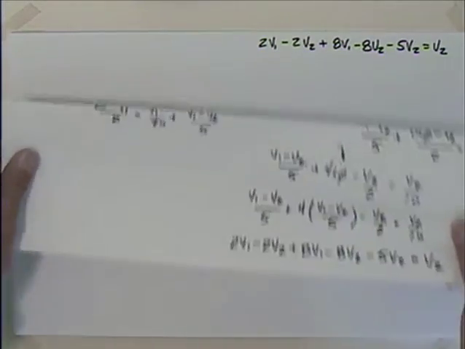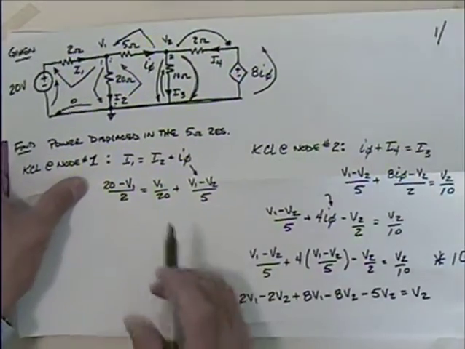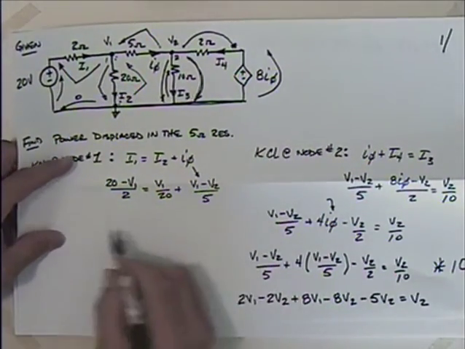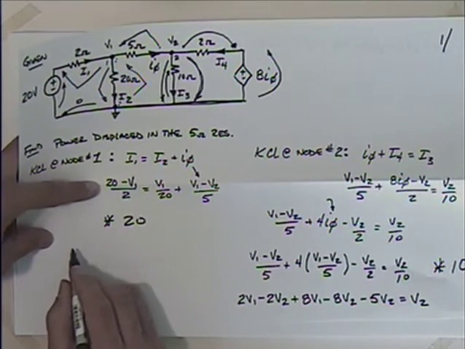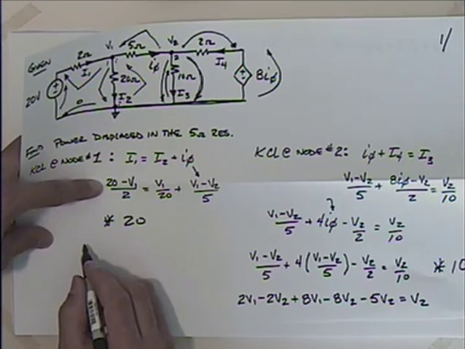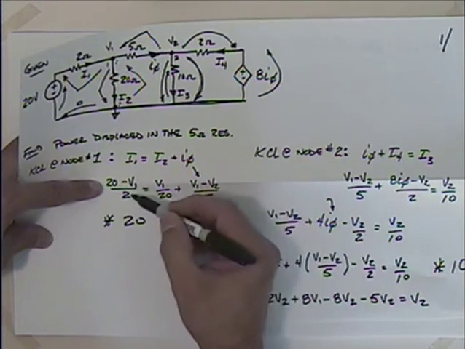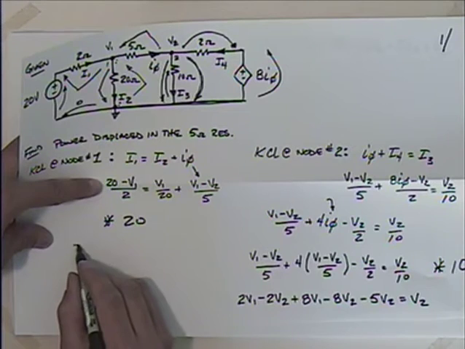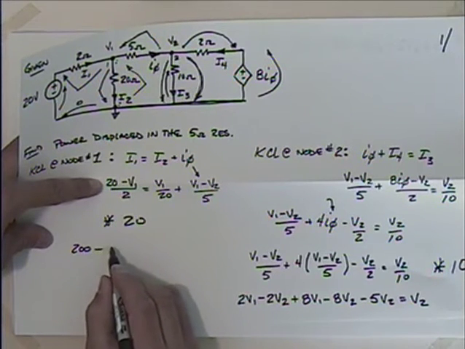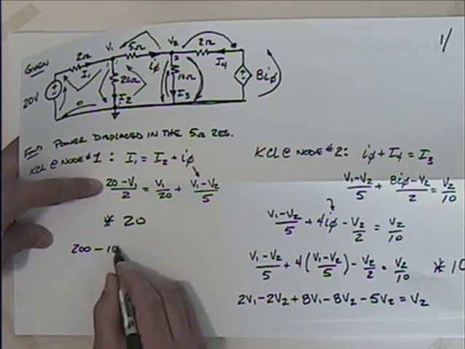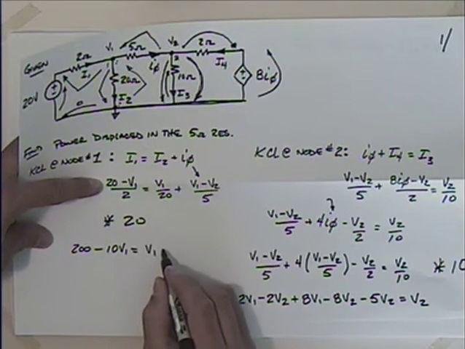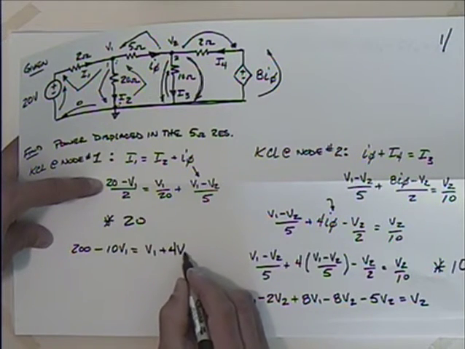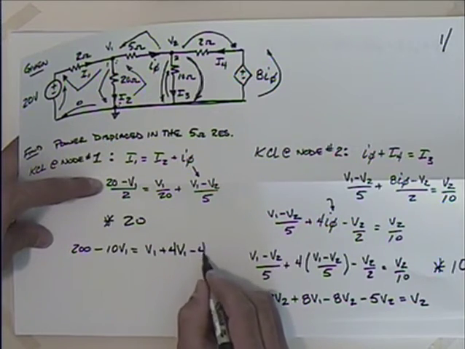Okay, and then what did I have over here for this equation? Maybe I'll multiply this one. Take and multiply this by what? 20? So when you do that, multiplying by 20, you'd have 200 minus 10 v1 is equal to v1, and then plus 4v1 minus 4v2.